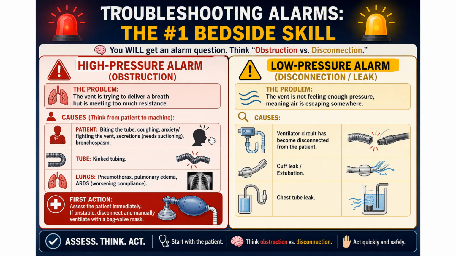Your first action is always to assess the patient. If they are unstable, disconnect them from the vent and start bagging them manually. A low-pressure alarm means there is a disconnection or a leak. Air is escaping. The most common cause is that the circuit has simply become disconnected from the patient. It could also be a cuff leak or, in the worst-case scenario, an unplanned extubation.